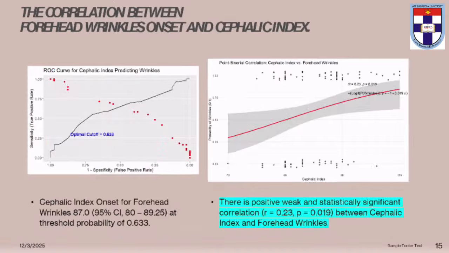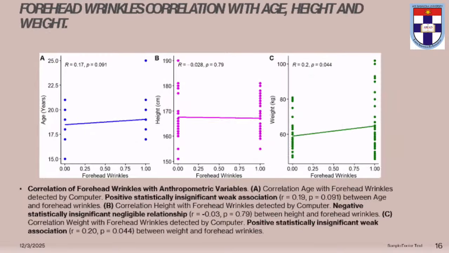Then over to my objectives. The first objective is the correlation between forehead wrinkle onset and cephalic index. I'm just going to read this. There is a positive, weak, and statistically significant correlation between cephalic index and forehead wrinkle. What I mean is that as cephalic index increases, the probability of having forehead wrinkle also increases.